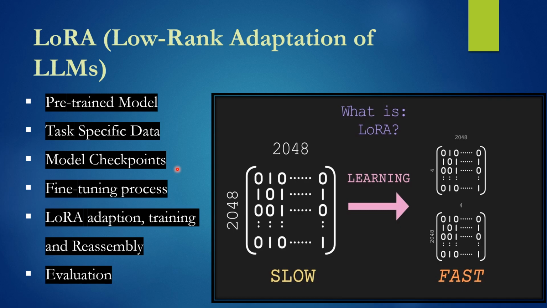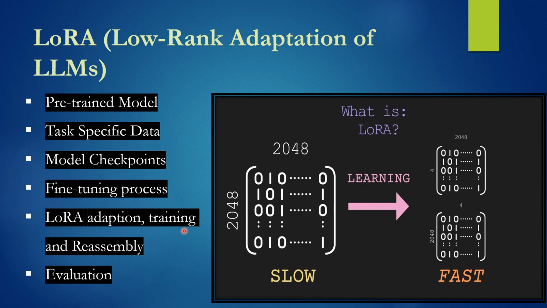Then we'll have the LoRA adaptation where we will have low-rank matrix factorization. So during fine-tuning, this LoRA technique specifically targets the model's dense weight matrices. And these matrices are factored into two low-rank matrices, which allows for efficient adaptation of the model to the new task. Then we have training. So the model is trained on task-specific data using the factorized weight matrices while the general knowledge from the pre-training is preserved. Then we have reassembly. So after training, the factorized matrices are reassembled. And finally, we will evaluate the results of the fine-tuned model on a test set of examples from the task.